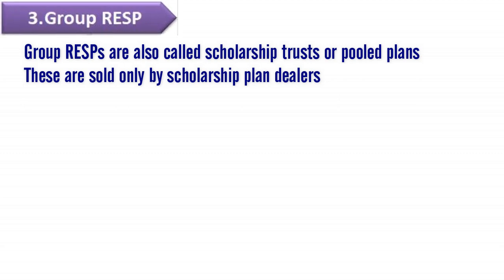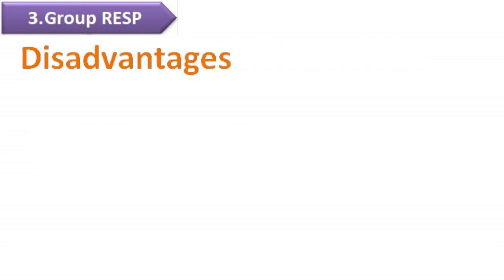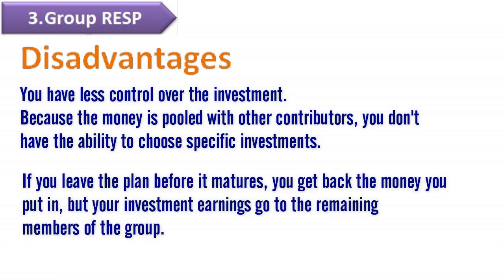Group RESP. Group RESPs are also called scholarship trust or pooled plans. These are sold only by scholarship plan dealers. In a group RESP, you promise to buy units from the provider. There are a few disadvantages in this group RESP. You have less control over the investment because the money is pooled with other contributors. You don't have the ability to choose specific investments. If you leave the plan before it matures, you will get back the money you put in, but your investment earnings go to the remaining members of the group.